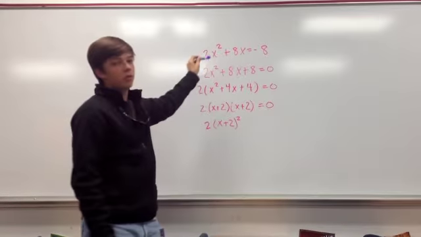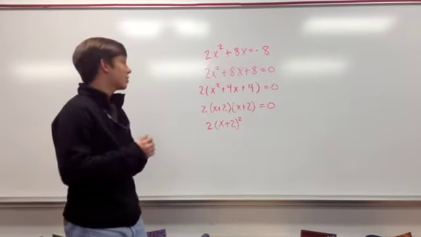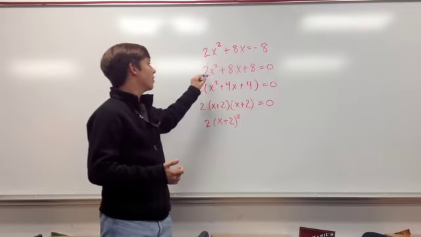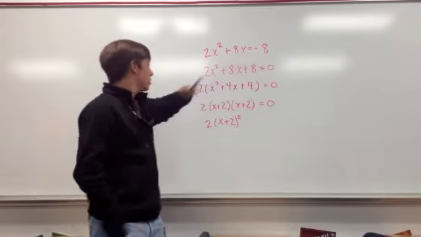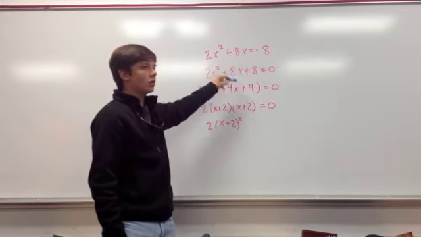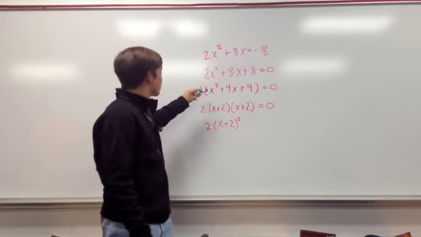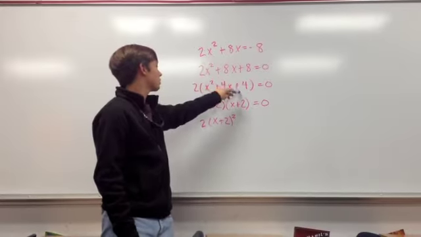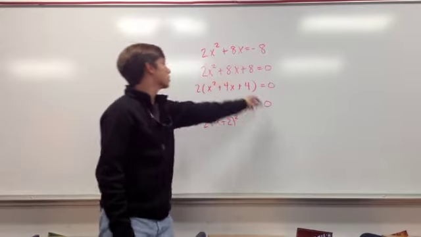And what you always want to check for next is a greatest common factor that you can pull out. You notice that each of these is divisible by 2. So you pull that out, and you would be distributing it, but you're undistributing it. So it's x squared plus 4x plus 4, all times 2, equals 0.